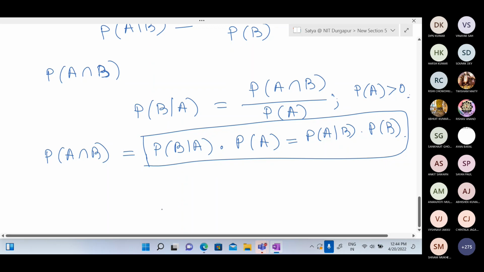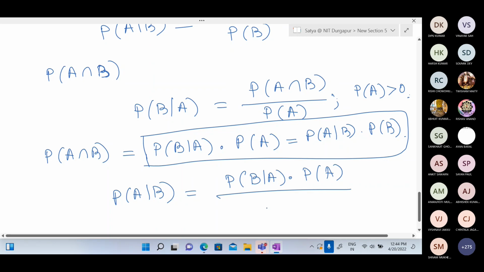Probability of A given B, I'm taking the right side, equal to probability of B given A into probability of A, divided by probability of B. This is known as Bayes rule. We call this formula; we need to remember it.